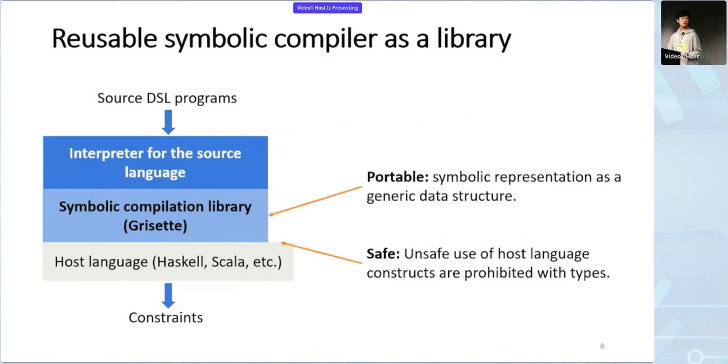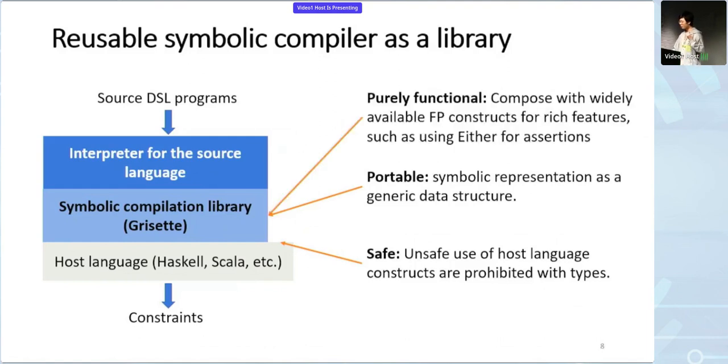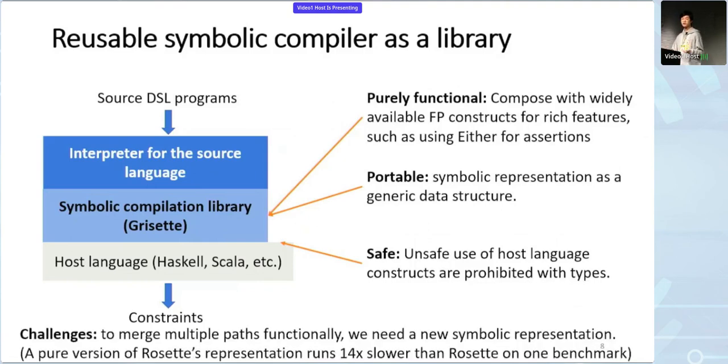Being purely functional is usually a good idea for portability and safety. However, being pure means that we cannot maintain the assertions or other program states globally, and we have to maintain them with the symbolic values flowing through the programs. This makes the symbolic values more complex and puts more stress on the symbolic representation and the merging algorithms. And it turns out that the previous representations may have performance degradation when merging complex data structures.